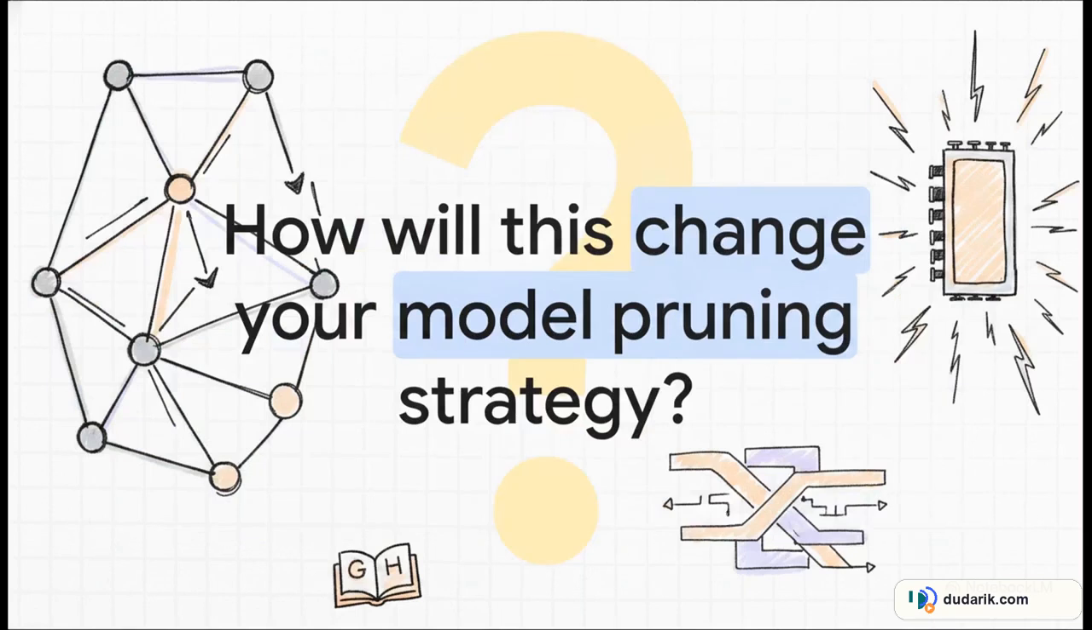Which leaves us with a really critical question to consider. Knowing that you can now prune unstructured weights at the 50% mark without sacrificing accuracy, and now, without sacrificing hardware speed, how will this change your threshold for model pruning? How will you redesign your own model deployment strategies going forward, now that this massive bottleneck has been completely shattered?